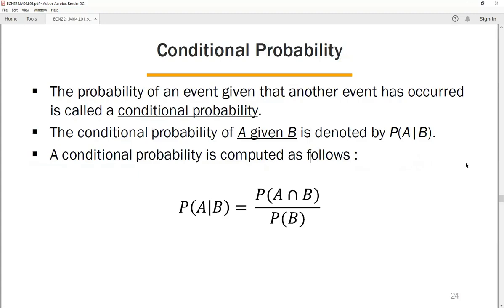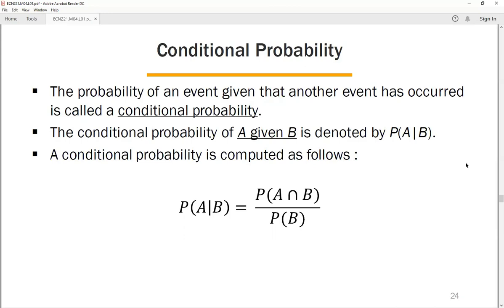All right, here we want to talk a little bit about conditional probability. So the probability of an event, given that another event has occurred, is called conditional probability. The conditional probability of A given B is written P(A|B), right? So the way we read that is A given B. So the conditional probability of A given B is computed in the following way. We take the probability of the intersection of A and B and divide it by the probability of B.